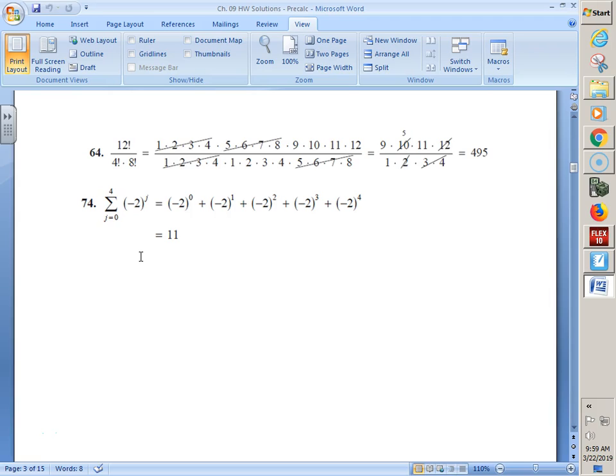Yeah, double check in your groups. Make sure everyone's okay on the calculator for finding the factorial and for doing the summation.